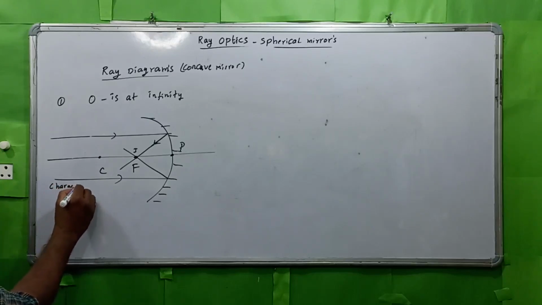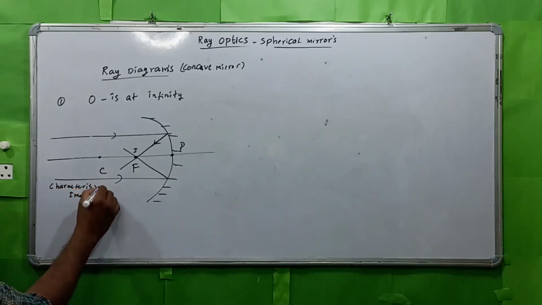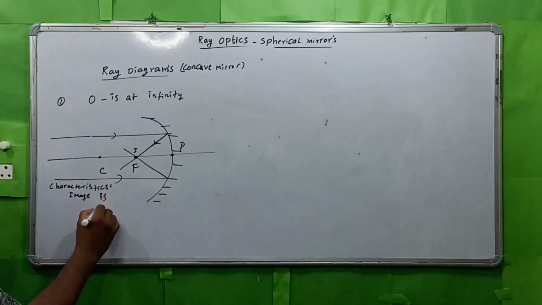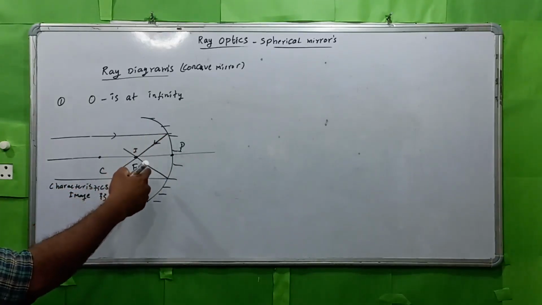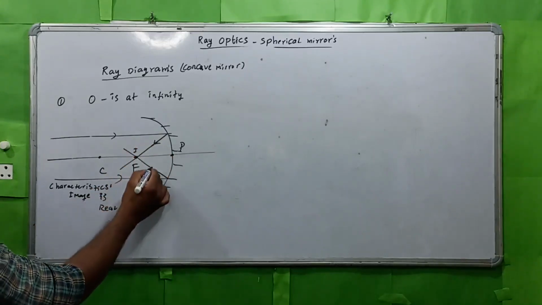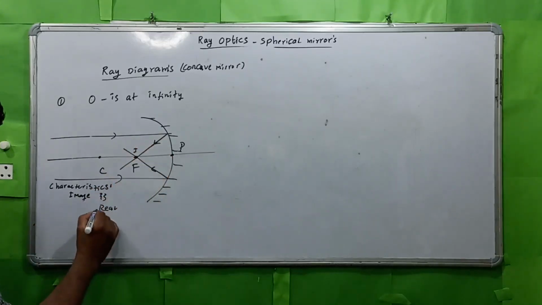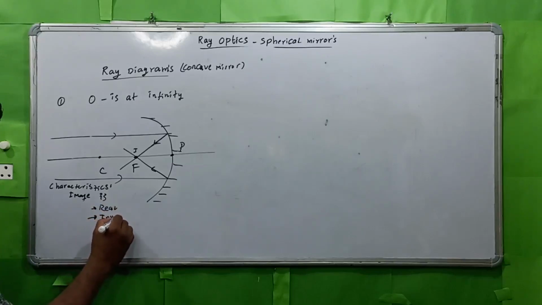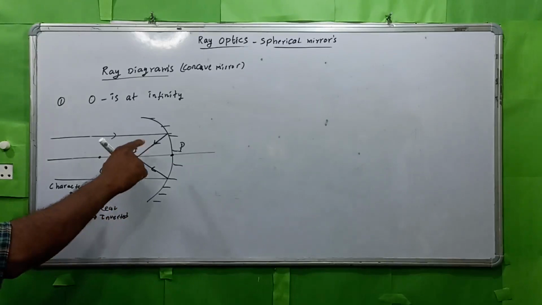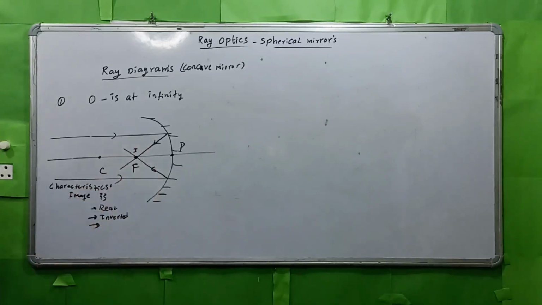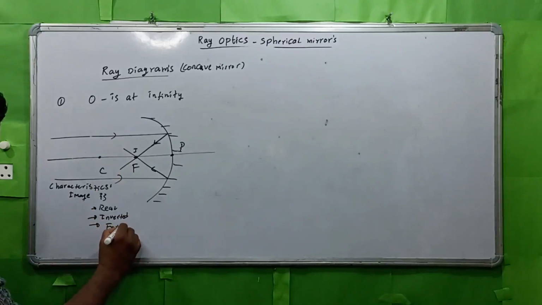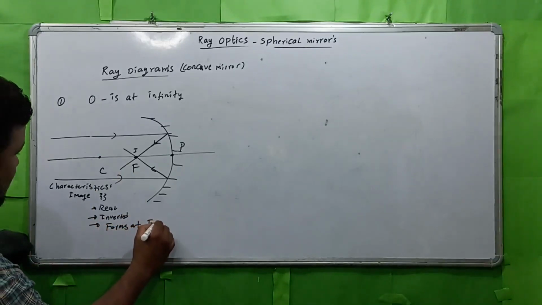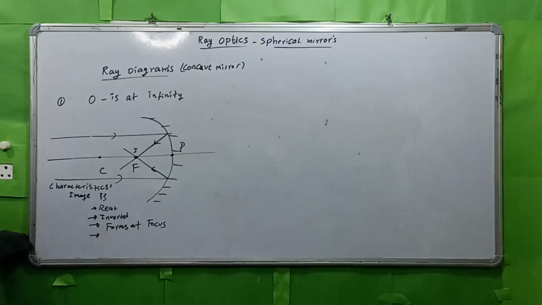Characteristics: the image is real, the first thing. Why? Because the convergent beam of light actually converges, the reflected rays actually meet, so the image is real. Second, the image is inverted. Third, the image is formed at the focus.